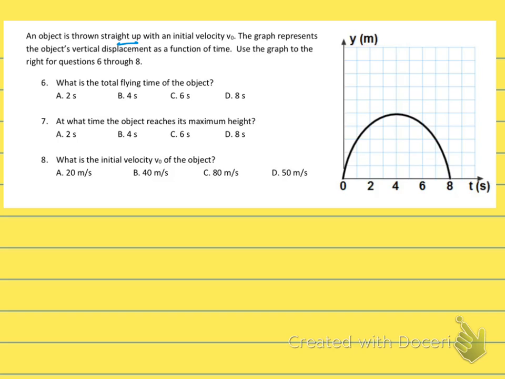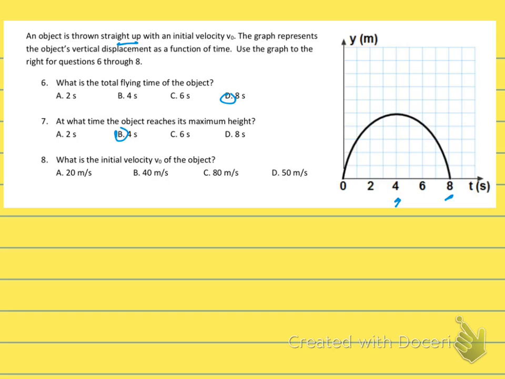Well, that's easy. We can look at the graph and say, okay, the total flying time would be a total of 8 seconds. At what time does the object reach its maximum height? Well, we know that when you're throwing something up, the time up has to equal the time down. So half of that would be when it reaches its maximum height.